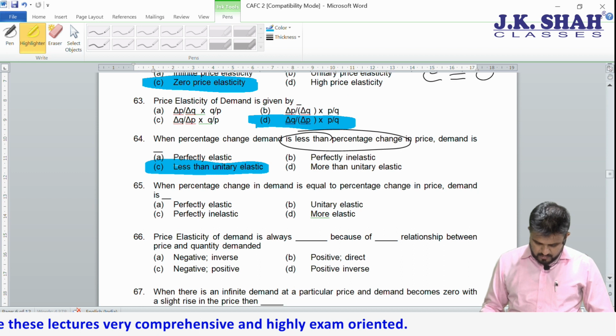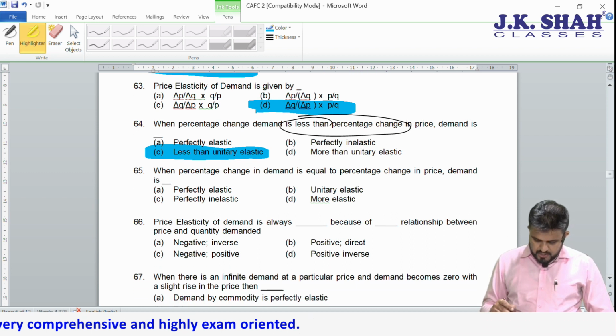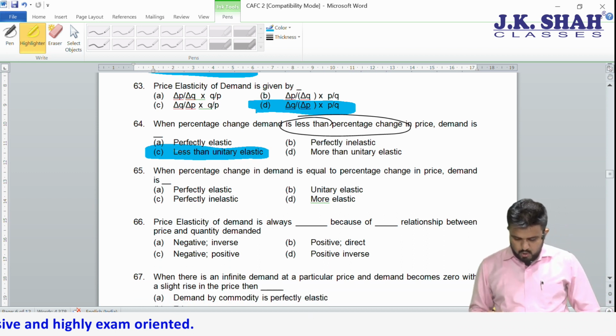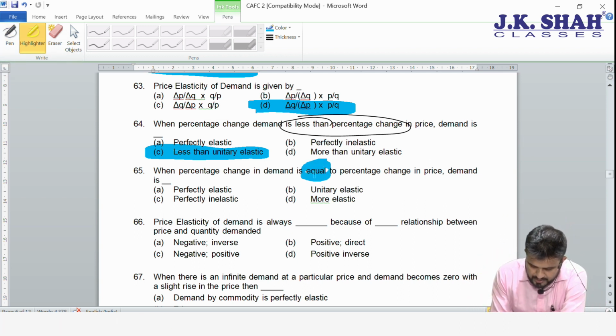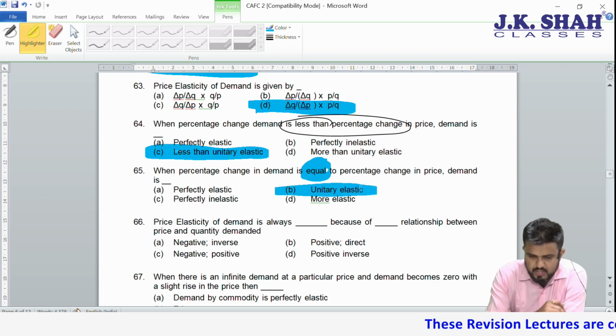Moving to the next. When percentage change in demand is equal to percentage change in price, please remember this word equal indicates unitary. The most appropriate answer is what? Unitary.